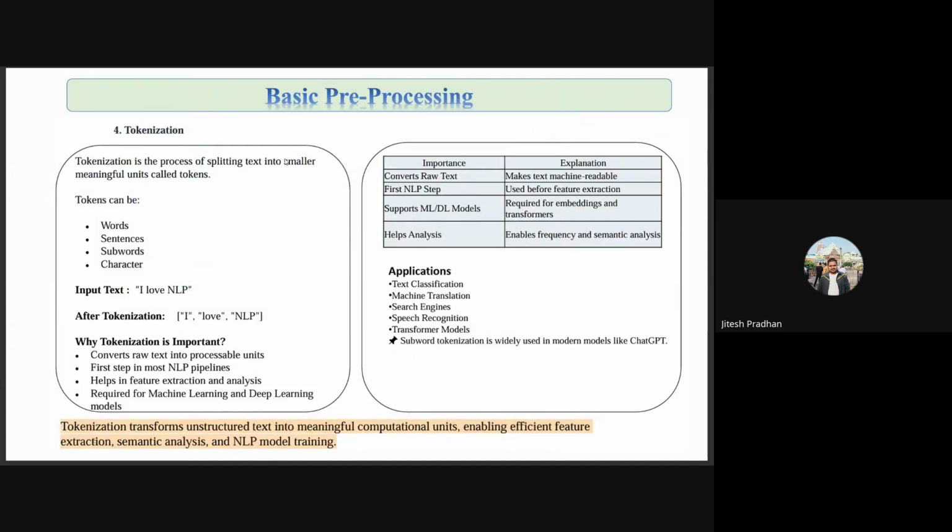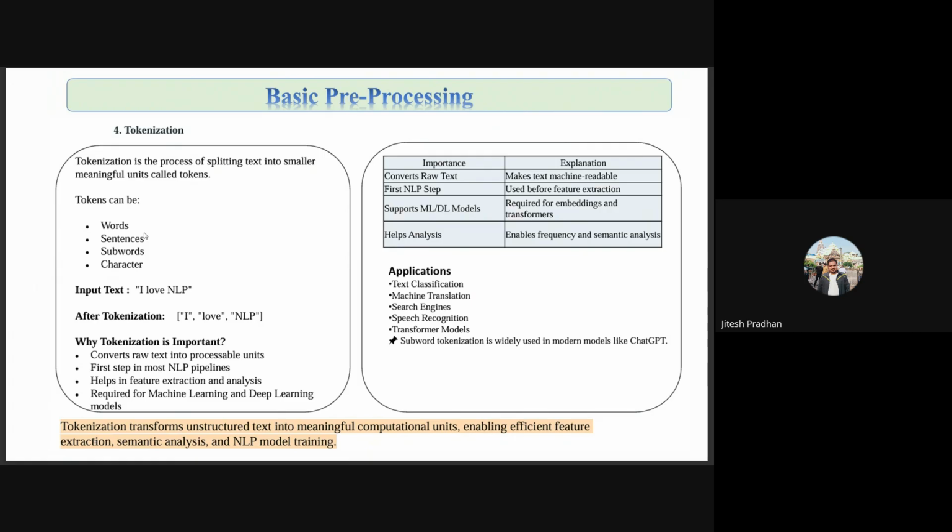Now let's come to another thing, that is tokenization. In tokenization, what happens? Basically, it's a process of splitting the entire text into the smallest units that can convey meaningful information. So tokenization is a process of splitting the text into smaller meaningful units called tokens. A token can be anything. If we are dividing at the word level, it can be a word token. If we are doing it at the character level, a character can also be a token. It can be a sentence, a subword, or a character.